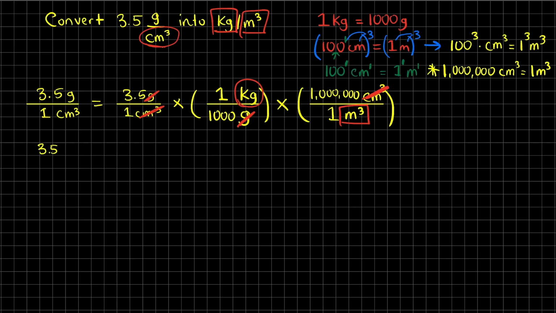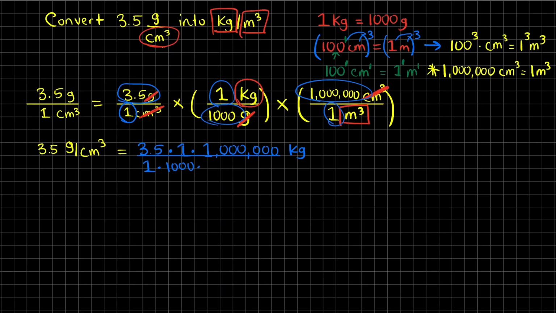Next, let's simplify our work. So 3.5 grams per cubic centimeter is equivalent to all the numbers in the numerator multiplied together. So I'm going to get 3.5 times 1 times 1 million units of kilograms on top, divided by all the numbers on the bottom. We get 1 multiplied by 1,000 multiplied by 1. And you save the rest of your work for your calculator. On the bottom, we have units of meters cubed. We get 3,500, and that's going to be in units of kilograms per cubic meter. And that will be our final answer.